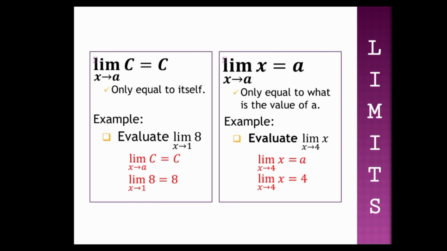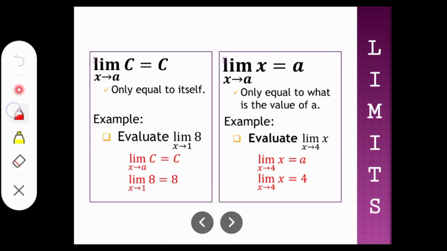The first one is the limit of a constant c as x approaches a. If we evaluate the limit of a constant as x approaches a, that is only equal to the constant itself. So the limit of a constant value is the constant itself.